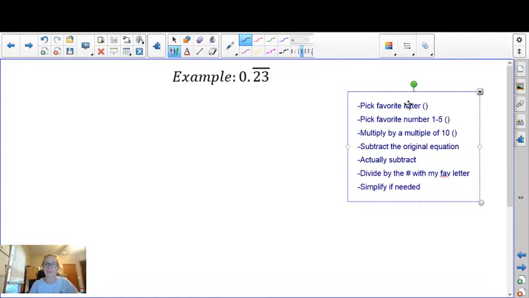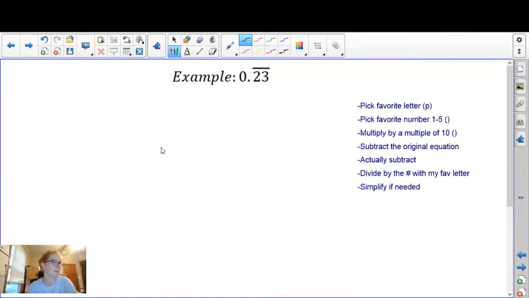Step number 1 is pick a favorite letter. I think I'm going to go with the letter, something that I can easily do. Let's go with P. Why not? So I'm going to pick a favorite letter, and my favorite letter today is P.